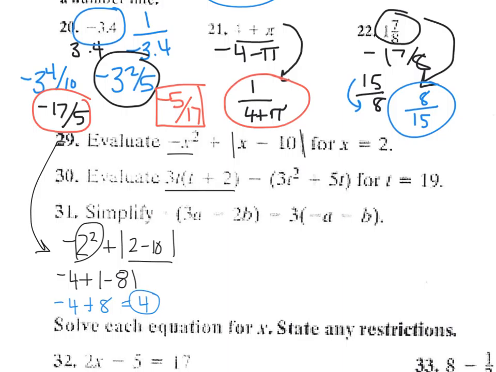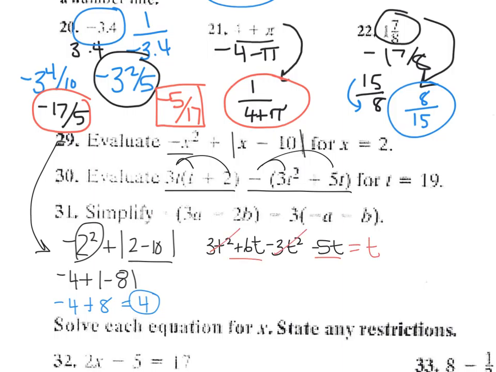And then here, I'm going to distribute first. So it's going to be 3t squared plus 6t. Then I'm going to distribute this negative through, minus 3t squared minus 5t. So it's better that I simplified first, because then I'm just left with a t. So if t is equal to 19, then this answer is 19. So much easier to simplify first.